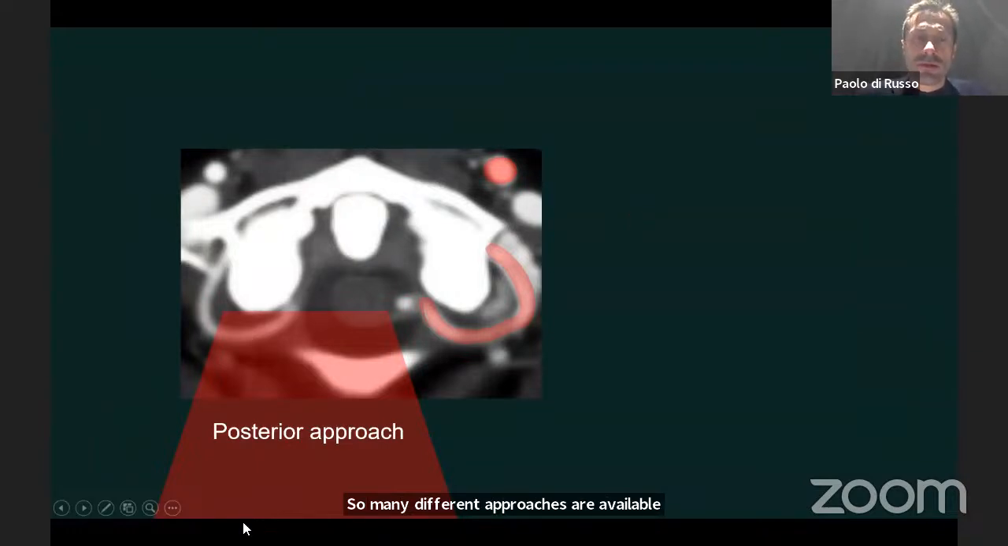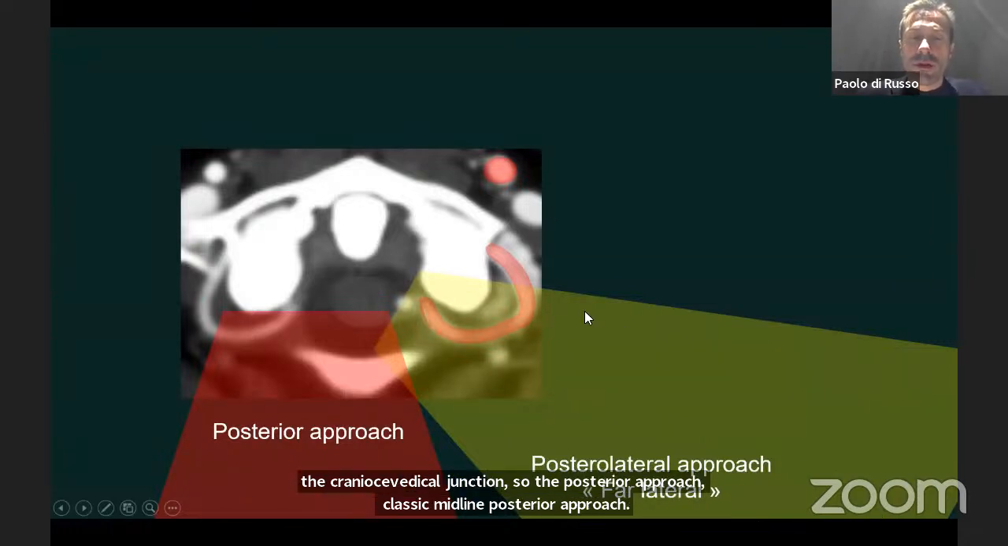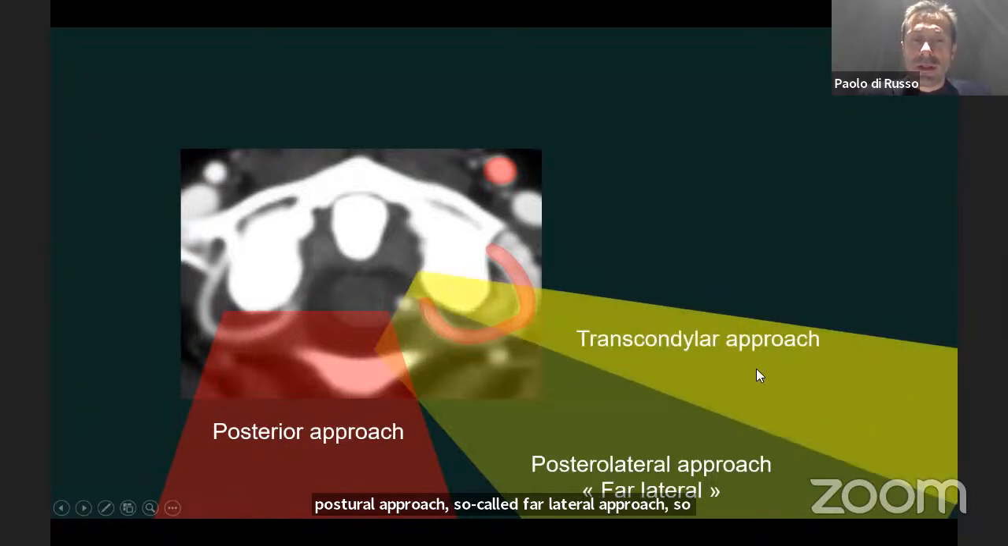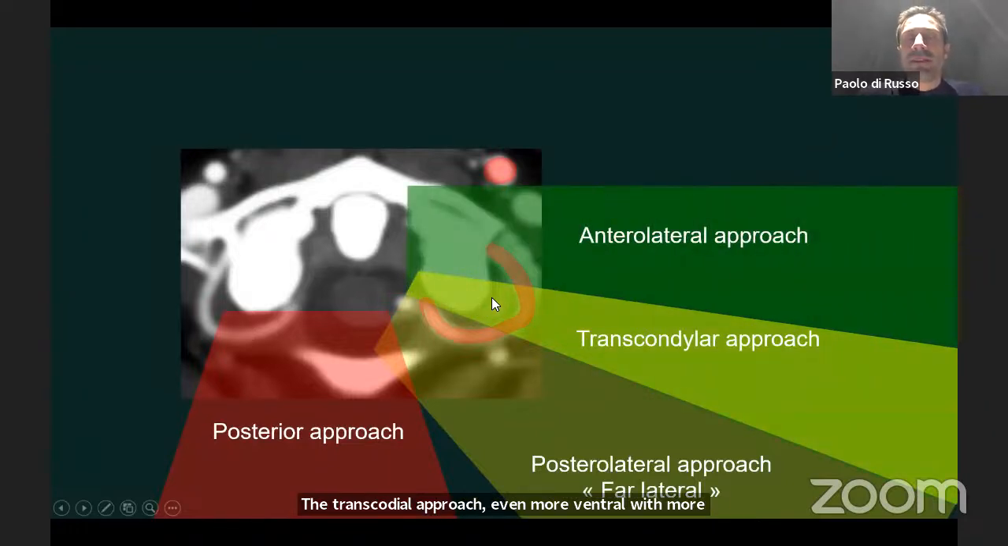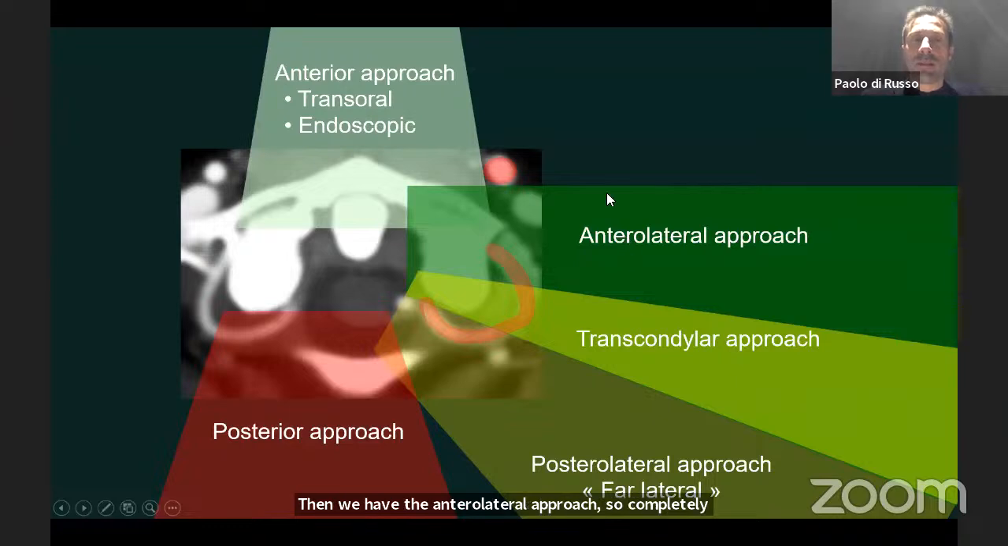The posterior approach, the classic midline posterior approach, the posterolateral approach, the so-called far lateral approach, more lateral to reach lesions that are more ventral. The transcondylar approach, even more ventral with more extensive bone removal. Then we have the anterolateral approach, a completely different kind of approach. We will see it, and we definitely don't want to forget the anterior endoscopic transoral and now the transorbital approaches.